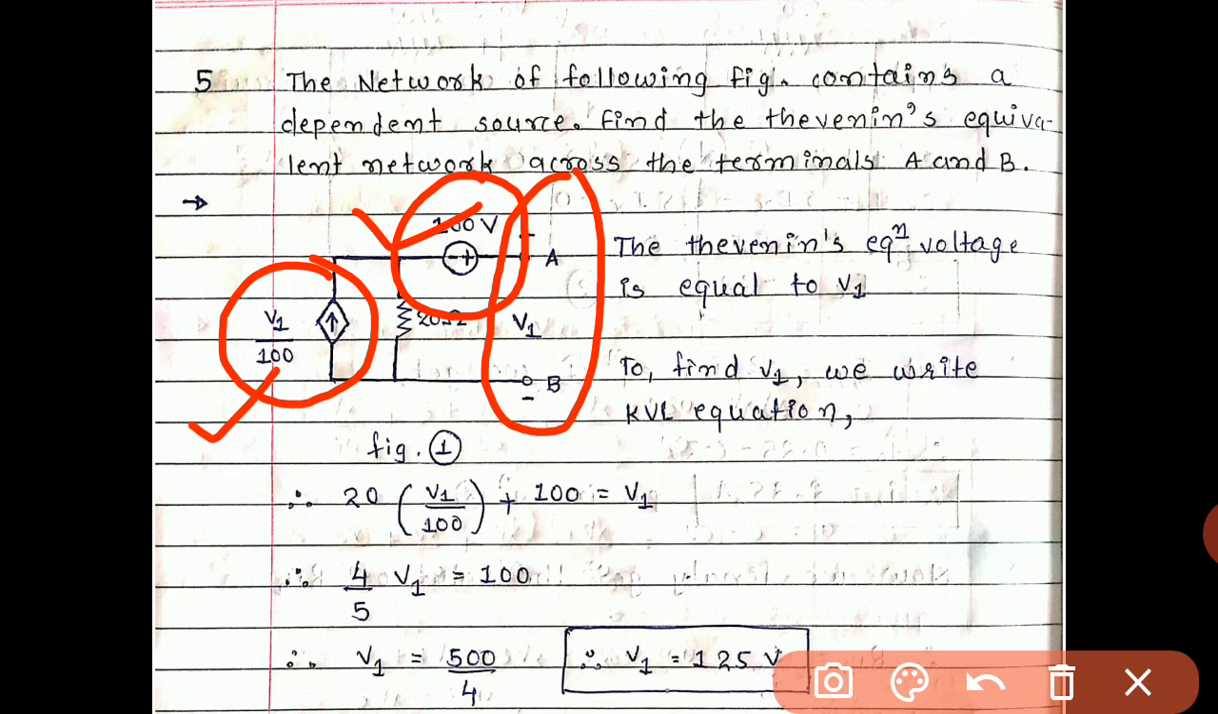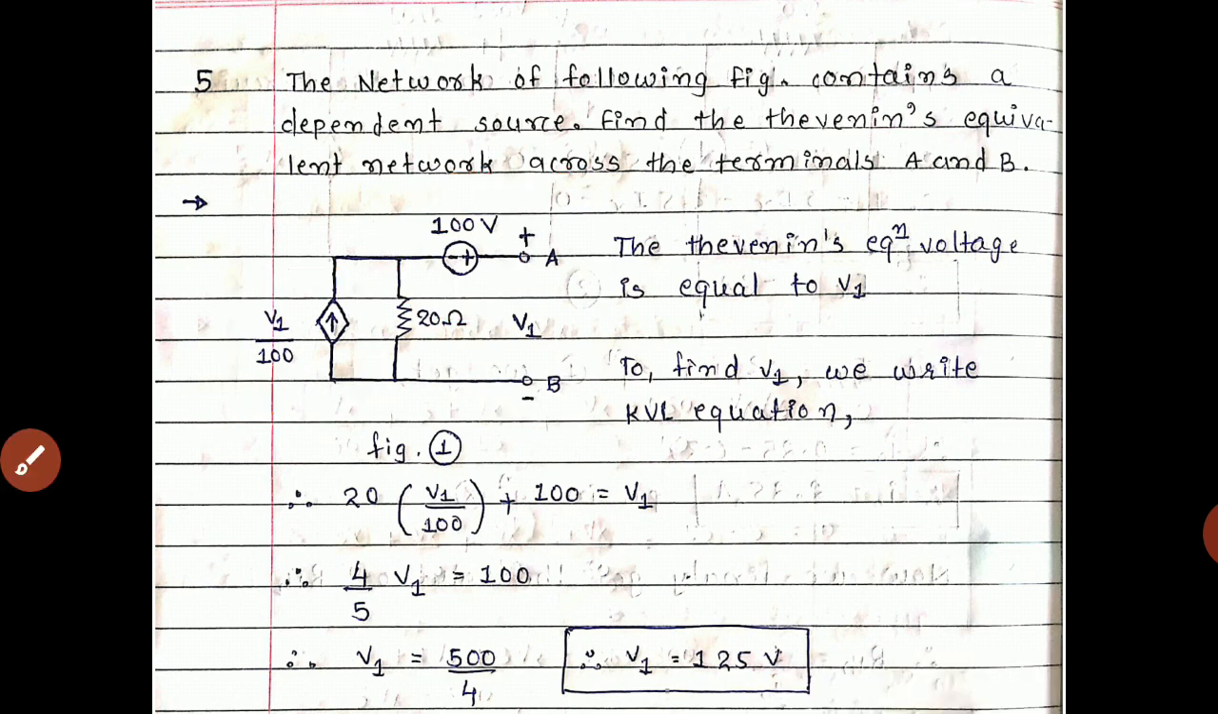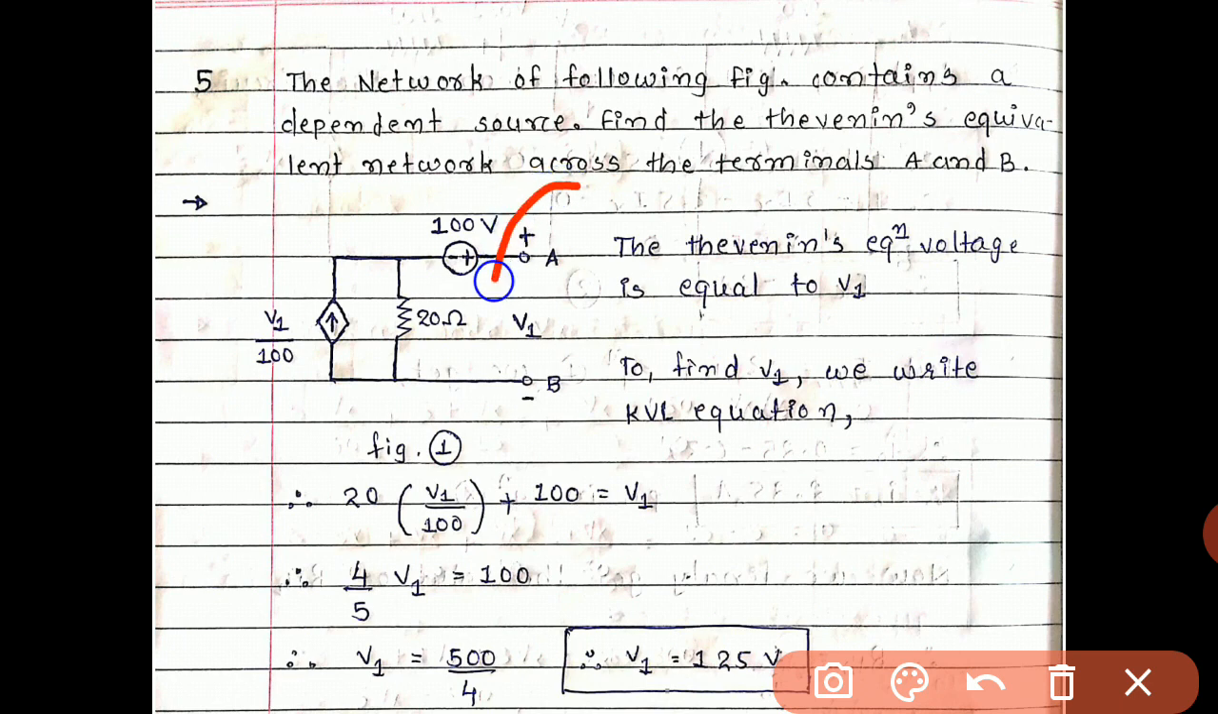So for the calculation of ZTH, we consider step number 2, that is ZTH equals VTH upon ISC. So we have to find out VTH, then we go for the short circuit current ISC, because here a dependent source is given. So let us start the example. The Thevenin's equivalent voltage is equal to V1. Whatever voltage we get between A and B, let us consider that as V1, or we can say V1 equals VTH.